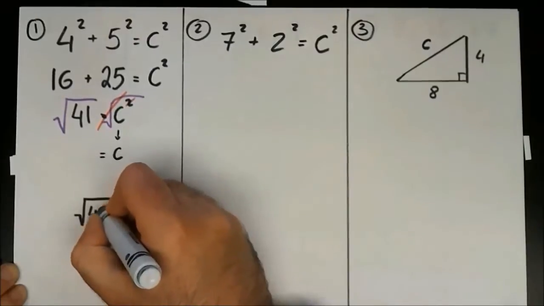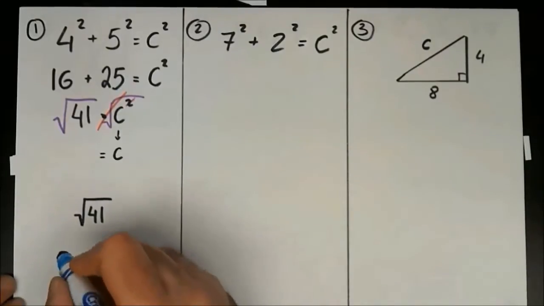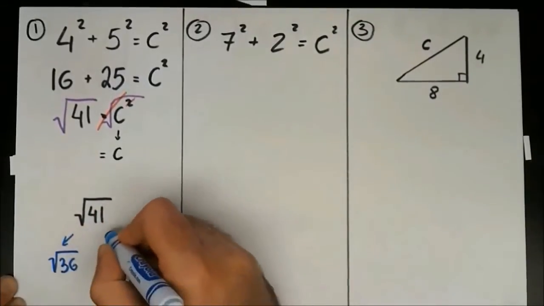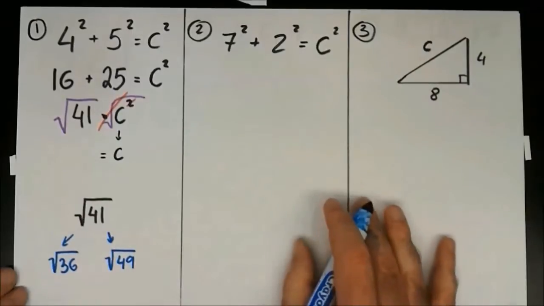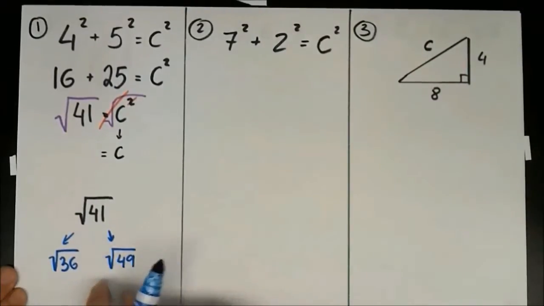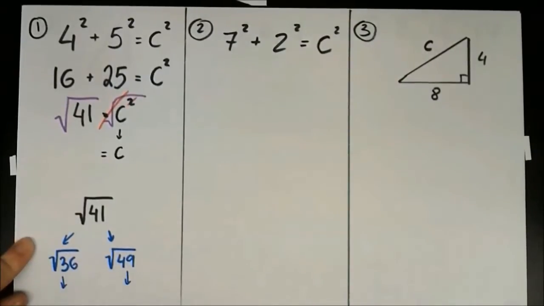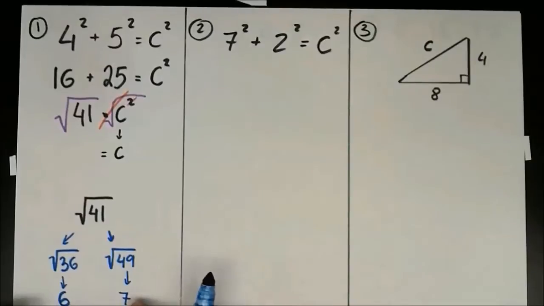Can someone tell me what are the two closest roots, one below, one above, for 41 that we can use? The one below it is 36. The one right above it is 49. And what are the square root answers for 36 and 49? For 36 it's 6, because 6 times 6 gives you 36. And for 49 it's 7, because 7 times 7 gives you 49.